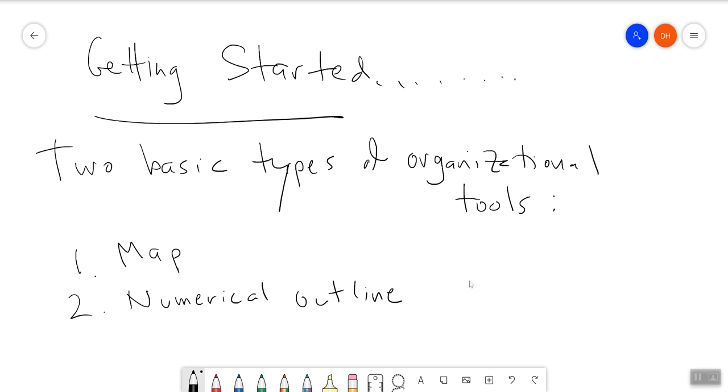So if you've had 119 with me or 120, which I haven't taught yet, you'll have a different kind of understanding of the thesis. We're going to ignore that here for the time being. But once you have, and you're all experienced writers by now if you're in 300, a general sense of how do I generate an idea, how do I generate the basic premise from which my paper will come, there are two basic types of organizational tools. There's a map, and then, my handwriting is terrible, a numerical outline.